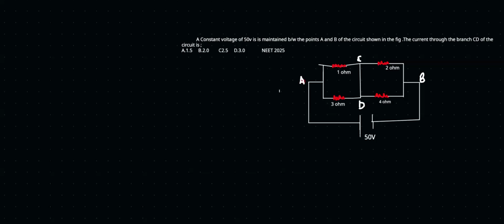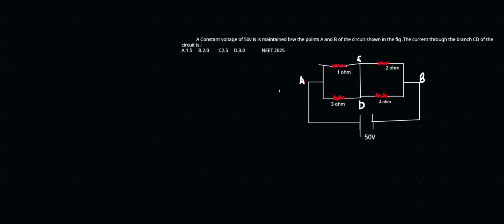The question is: a constant voltage of 50 volt is maintained between the points A and B, as shown in the figure, and we have to find the current passing through branch CD. The options are A) 1.5, B) 2, C) 2.5, and D) 3.0. So we'll try to solve this question.